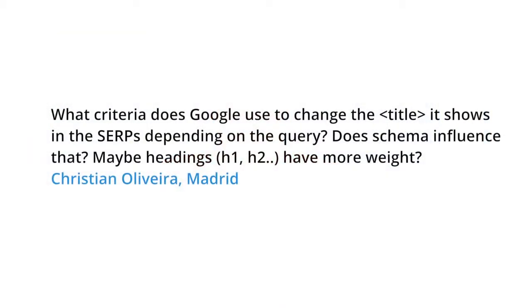Hey everybody, we got a couple questions about titles. So we wanted to do a video about how Google selects the titles that we show in our snippets in our search results. The first question came from Christian in Madrid, and the question was, what criteria does Google use to change the title it shows in the SERPs depending on the query?